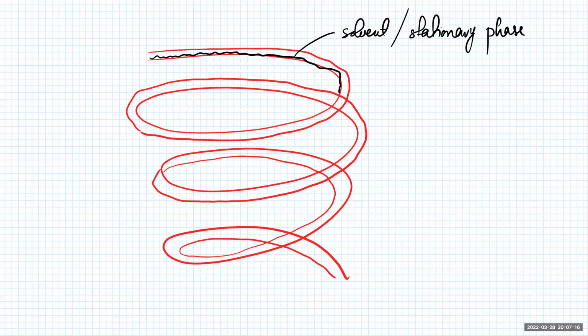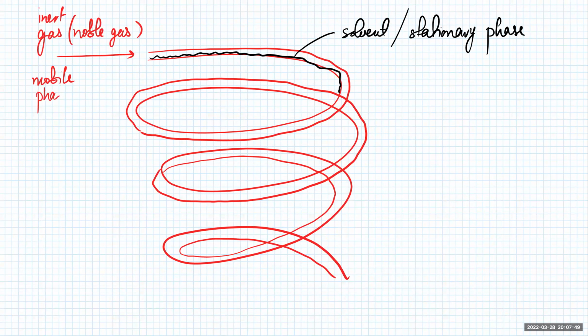And then there is a gas that is passed through this tube. The gas is usually an inert gas, and since it is an inert gas, it's going to be a noble gas. And that's your mobile phase. If you remember your O-level stuff, I'll come to that as well, there's a mobile phase and there is a stationary phase.